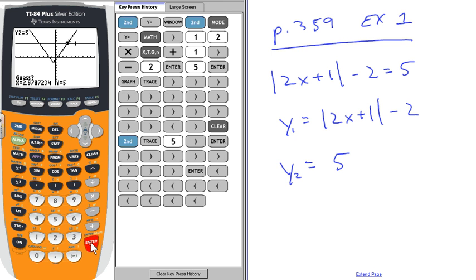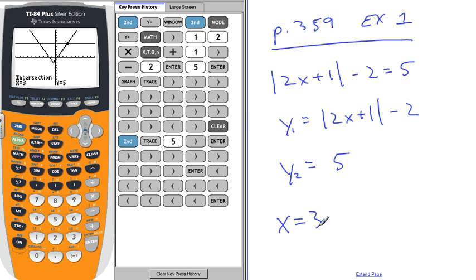So now that I have my guess in, I'm going to hit enter. And there is the intersection. So let's look at this for a second. It's saying my x is 3 and my y is 5. Well, we knew the y was 5 because our whole horizontal line is y equals 5. So the answer we want right here is x equals 3. So I'm going to write that over here.